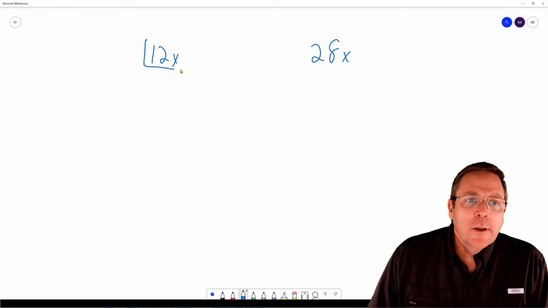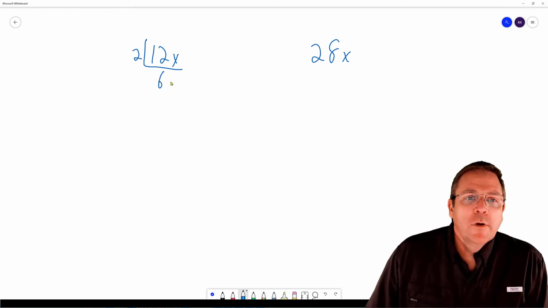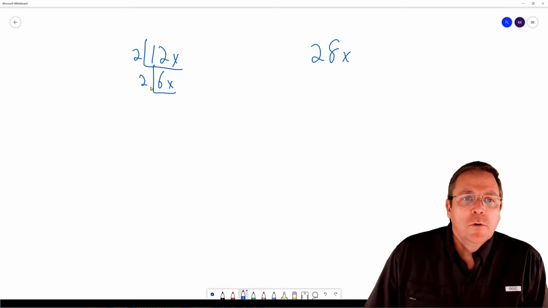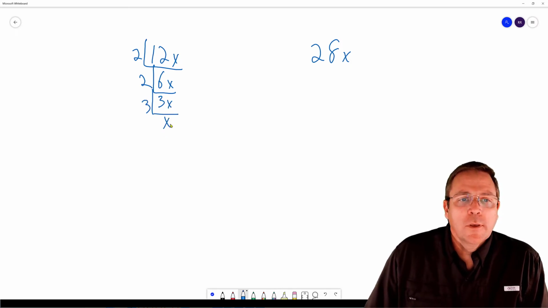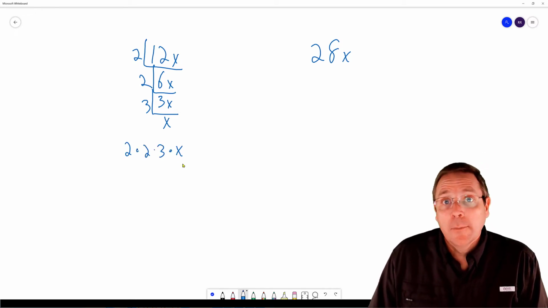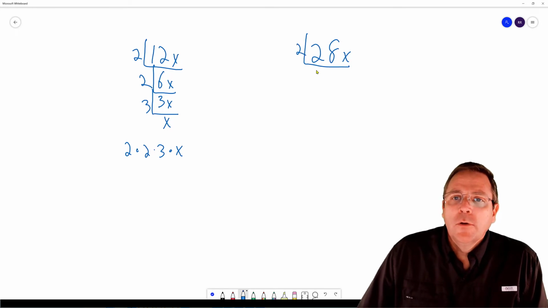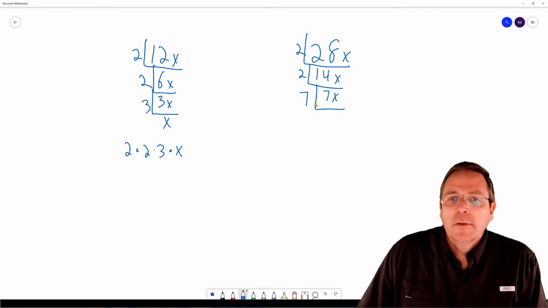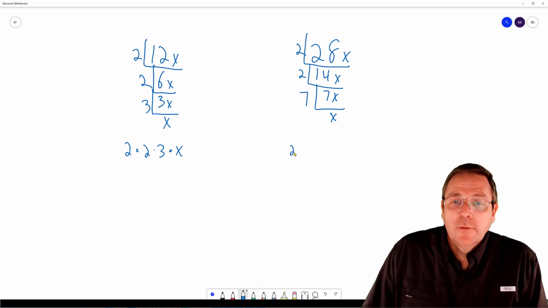Alright, taking the upside down division approach, 2 goes into 12x, 6x times. 2 goes into 6x, 3x times. And 3 goes into 3x, x times. So that's going to be 2 times 2 times 3 times x. For this one, 2 goes into 28x, 14x times. 2 goes into 14x, 7x times. And 7 goes into 7x, x times. So that's 2 times 2 times 7 times x.